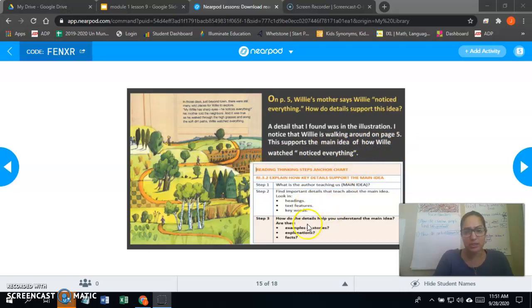So since I used my illustration, now how do the details help you understand the main idea? Well, this example helps me understand that Willie noticed everything because he is walking around and he is looking and he notices everything. So I found my main idea and I found a detail, which was the illustration to support my main idea. So now it's your turn to go try it using your thinking steps.